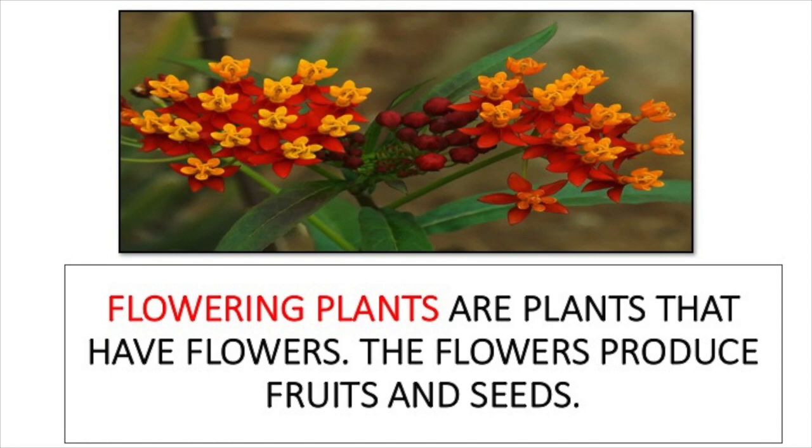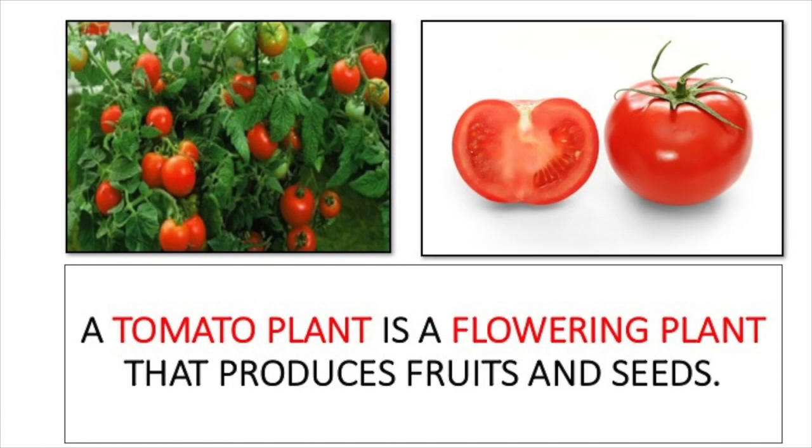So let's take a look at some examples. Anybody know this flower or this plant? Tomato plant, yes. A tomato plant is a flowering plant that produces fruits and seeds. So you can see here we have the tomato.